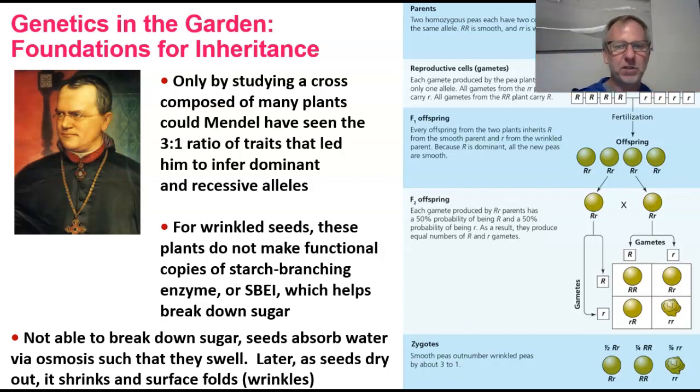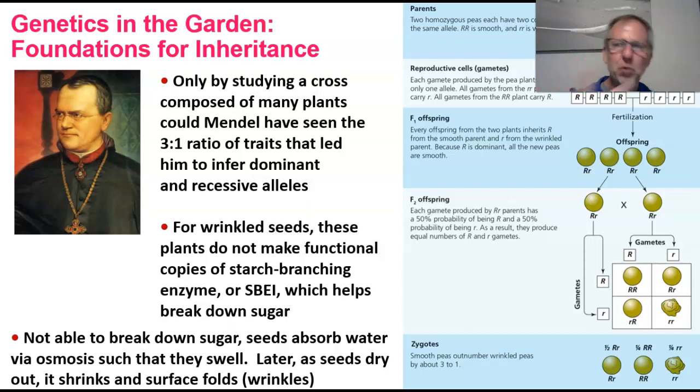By the way, for those wrinkled seeds, the plants that have the little r recessive allele don't make functional copies of a starch branching enzyme, named SBEI there. It helps to break down sugar; that's what that enzyme does. So with those pea seeds not being able to break down sugar, the seeds absorb water via osmosis from the environment, and they swell up. Then later, when the seeds dry out, they shrink and the surface of the seeds folds and wrinkles. So that's the mechanism that's causing wrinkled seeds.